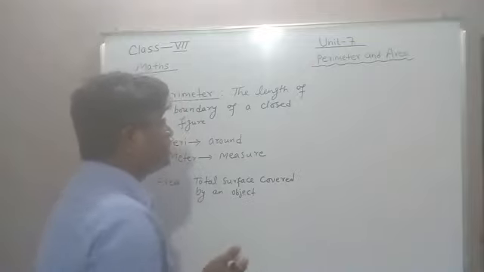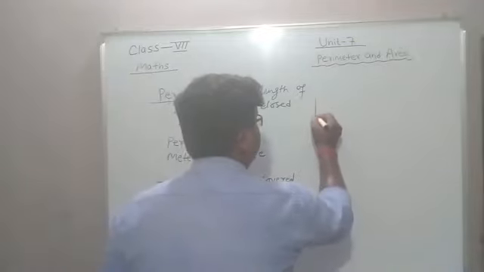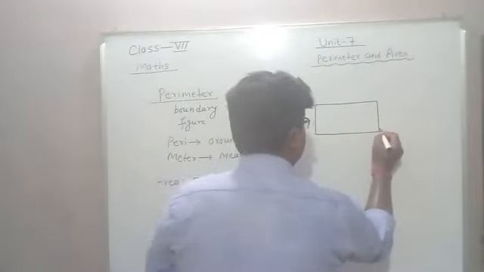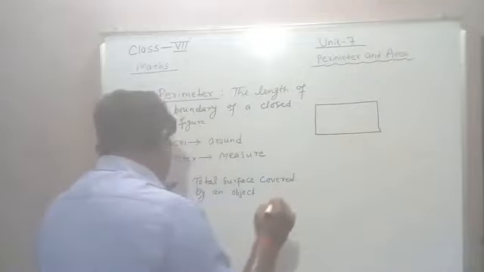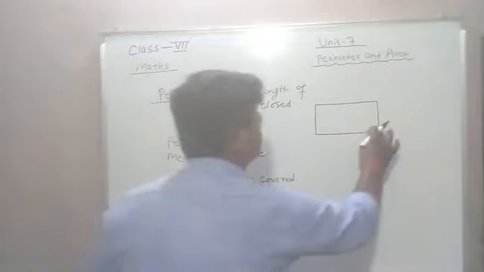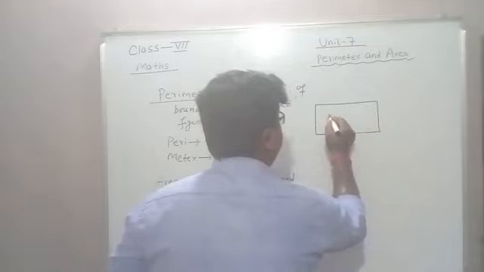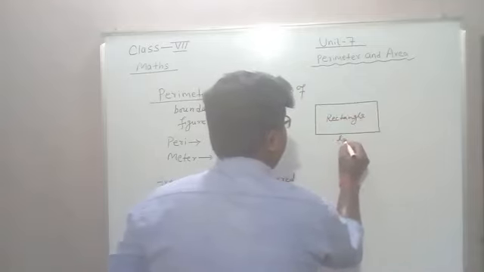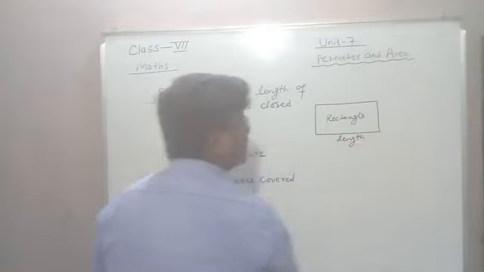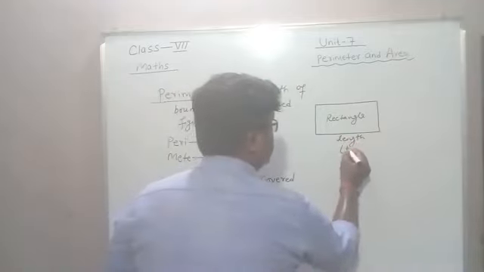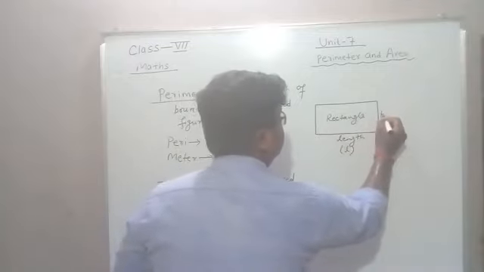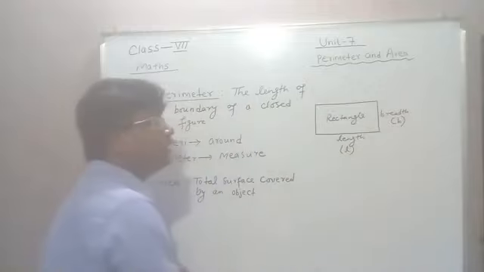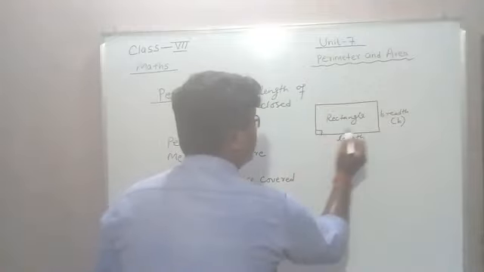Okay, so now let's talk about rectangle. What does rectangle mean? So this is your rectangle. A rectangle has a length, which in short we call L, and it has a breadth, B. Each angle is 90 degrees.